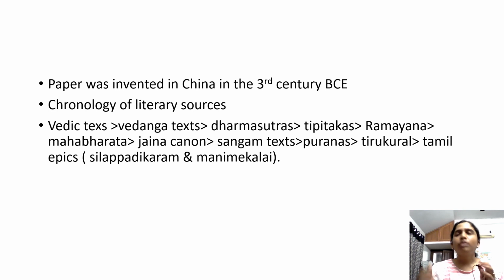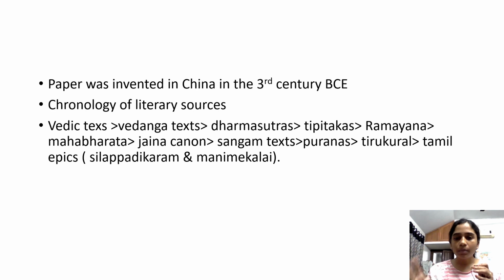And you can come to the chronology of literary sources. There is a table on the right hand side corner bottom of the textbook, and you have to see that box. That box is very important. The first important thing written over there is the chronology of the texts. We will start with Vedic texts. Vedic texts come first, the oldest literary sources which are available. Then comes Vedanga text.